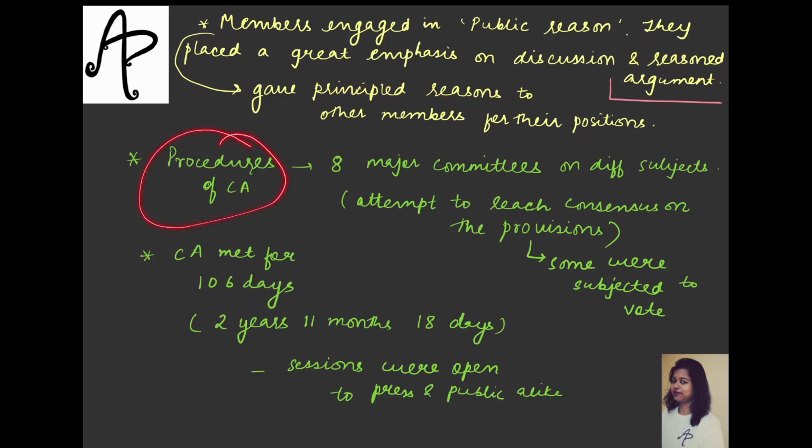Now when we talk about the procedures of the Constituent Assembly, how did it happen? So they made actually several committees, they formed committees, ठीक है. So 8 major committees were formed on different subjects to deal with different matters, and there was an attempt by them to reach the consensus on the provision, जो majority कहेगी हम उसी हिसाब से provision को लेंगे, accept करेंगे. And then the provisions, अगर सब accept कर लेते थे तो good enough, otherwise it was subjected to vote. In totality, the Constituent Assembly met for 106 days in a span of 2 years, 11 months and 18 days. So roughly you can say 3 years.